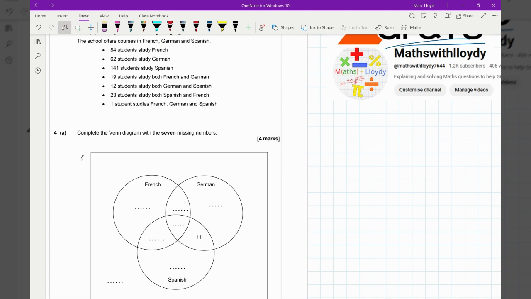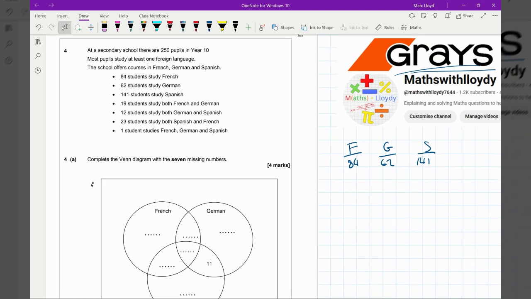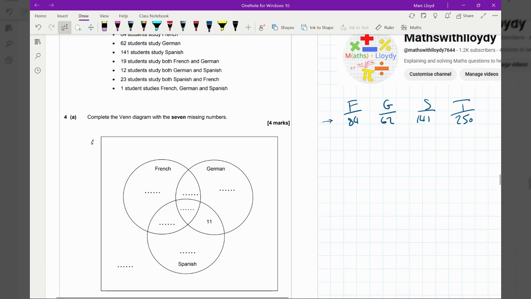And what I like to do for these ones is just keep track of things. So French has 84, German has 62, Spanish has 141. Now, this has got 250 people within the Venn diagram, and you'll notice that all these numbers add up to much, much more than 250, which means there's some overlap here. And I always find it's best to work from the inside out.